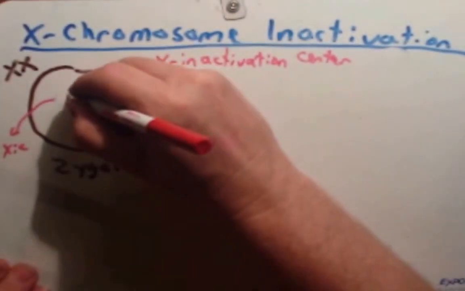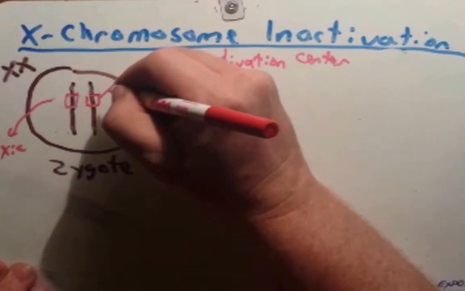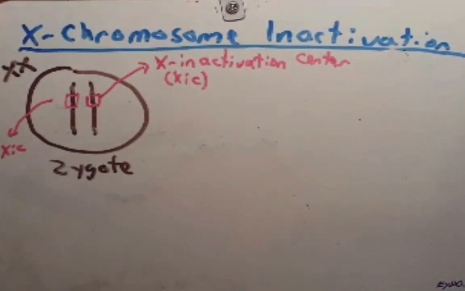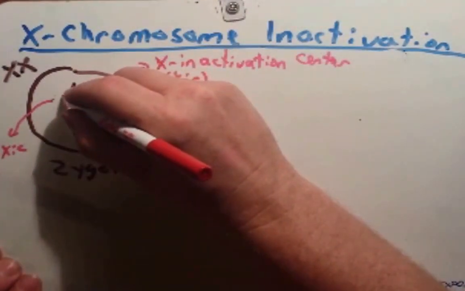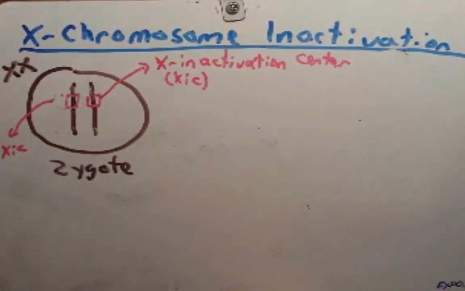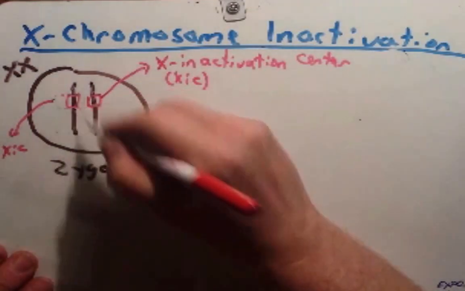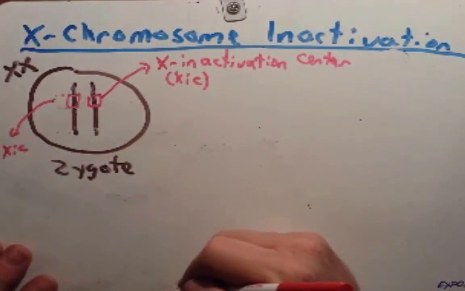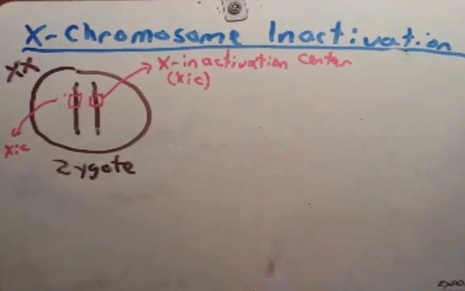So let's draw this X activation center here again. It has 2 of them. Some ideas on how it knows to not express from one of them is that perhaps this one is shielded somehow. Maybe there's proteins that bind to it, so it doesn't express it. And it only does it to one of them. And so all the others get expressed.